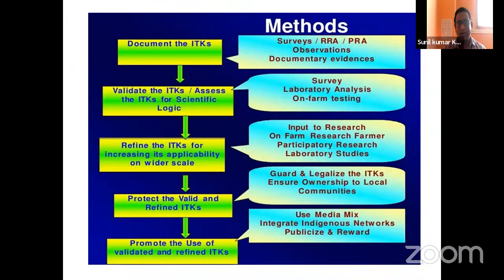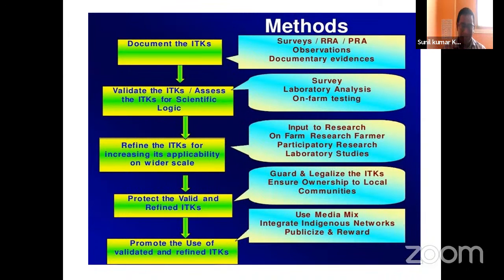Methods like survey, RRA, PRA, observational and documentary evidence can be used for validating ITK and assessing the ITK on scientific lines. You can do the surveys based on scientific lines, laboratory analysis, and on-farm testing of the particular technology. For refining the ITK to increase applicability on a wider scale, it can be done through input to the research agency, on-farm research, farmer participatory research, or laboratory studies.